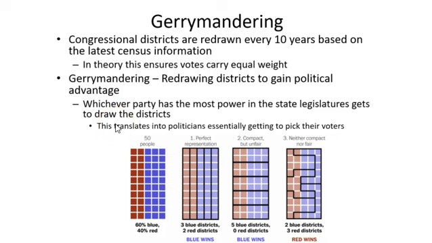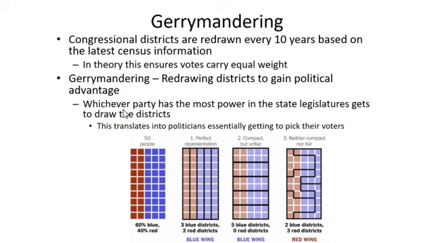Typically, not every state does this because every state does it differently, but in most states, it is the state legislatures that get to draw those districts. And so whoever the political party in power is in that state legislature gets to decide that. Now, Ohio has recently changed this so that there is an independent commission that draws them, but only at the federal level, not for the state districts. So that doesn't help quite as much. And we won't see the changes until after the next census.